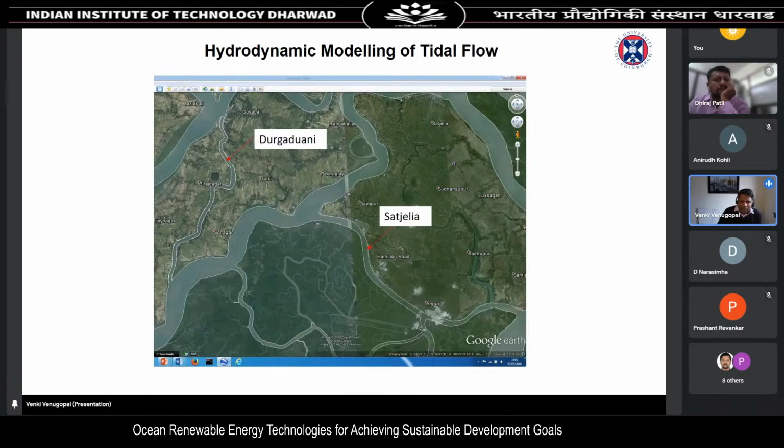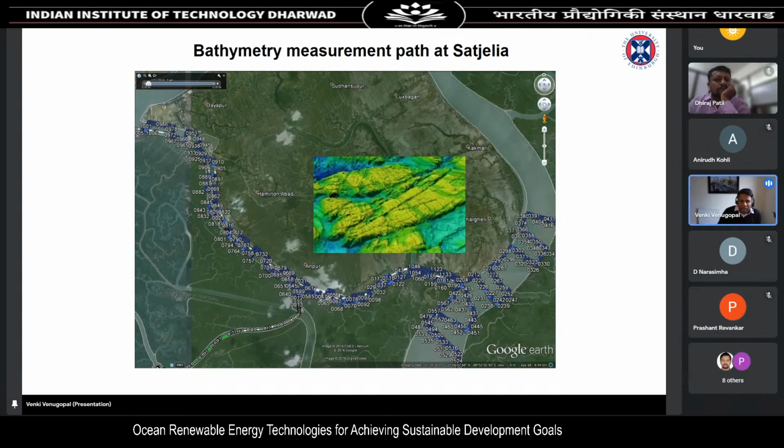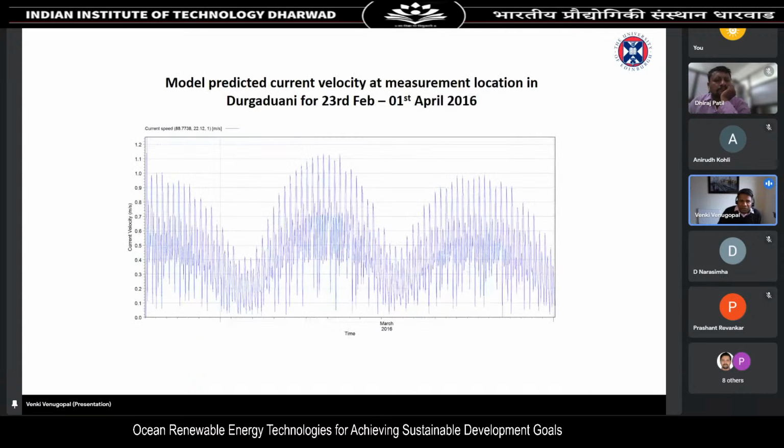And we have modeled these regions and we measured the water depth for two of the rivers using the equipment we bought through the project. And the University of Jadavpur did the work with IIT Kharagpur. And we modeled the region and we predicted the currents. The currents reached about 1.1, depending upon the period we modeled.